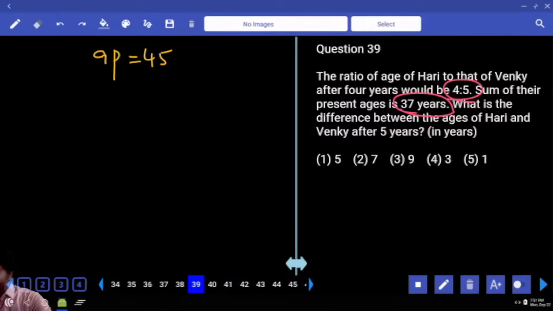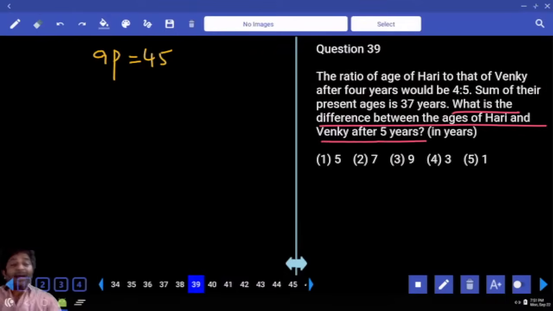9 parts. Now the question is, what is the difference between the ages of Hari and Venki after 5 years? When is their age difference needed? Whether it is the present age difference, or 1 year back, or 5 years back, or after 1 year, or after 5 years, the age difference between any two people in any year must be the same. In terms of parts, how many parts? 1 part will be equal to 5.